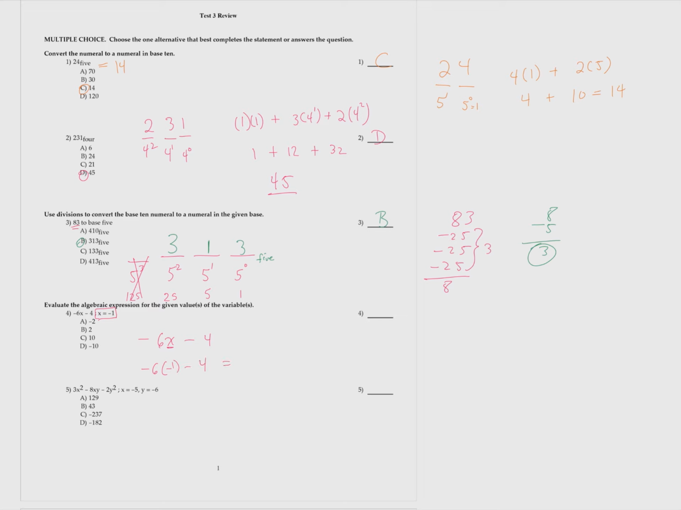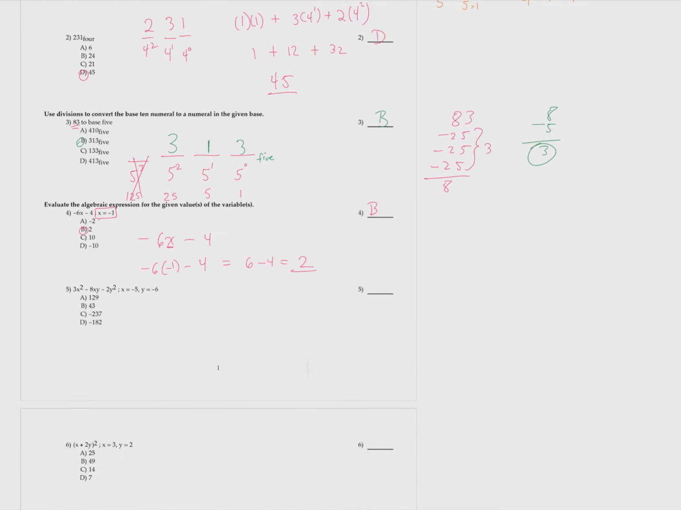And then we just evaluate. What is -6 times -1? Positive 6. And then this minus 4 is still there. And what is 6 minus 4? 2. The answer is 2, so B is the answer. So far so good, right?